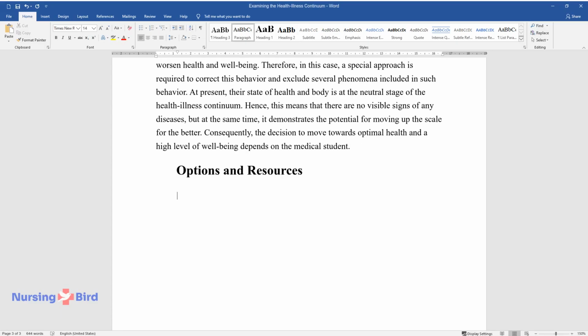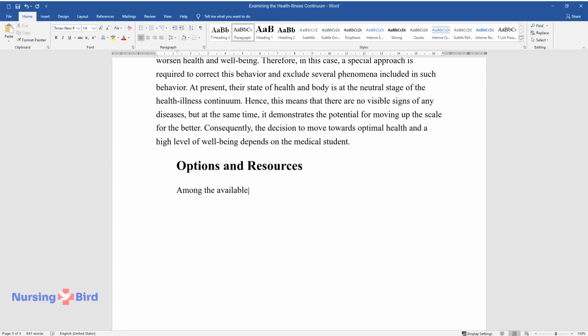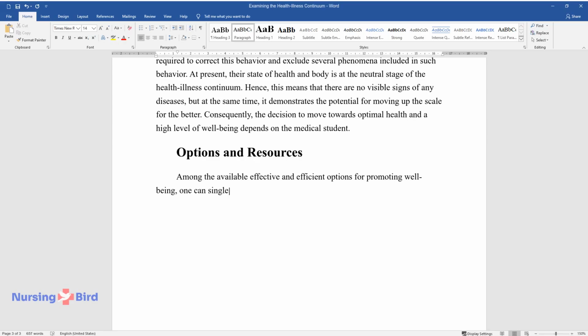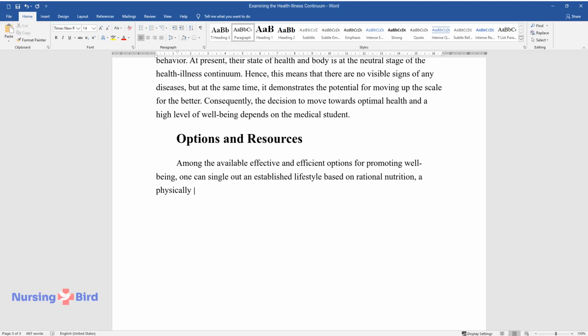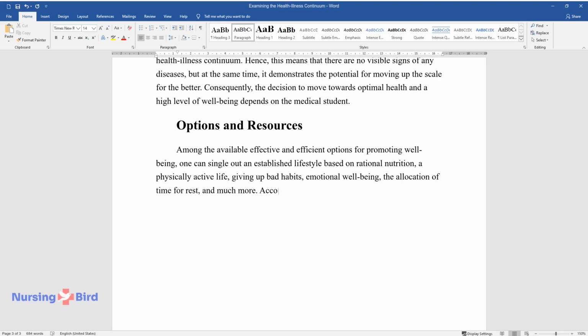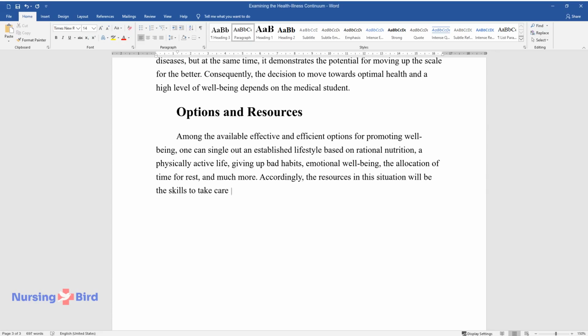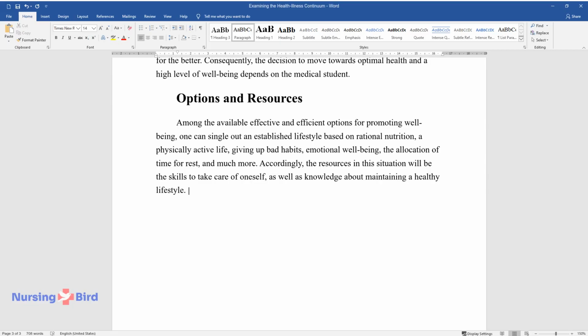Options and resources. Among the available effective and efficient options for promoting well-being, one can single out an established lifestyle based on rational nutrition, a physically active life, giving up bad habits, emotional well-being, the allocation of time for rest, and much more. Accordingly, the resources in this situation will be the skills to take care of oneself, as well as knowledge about maintaining a healthy lifestyle.